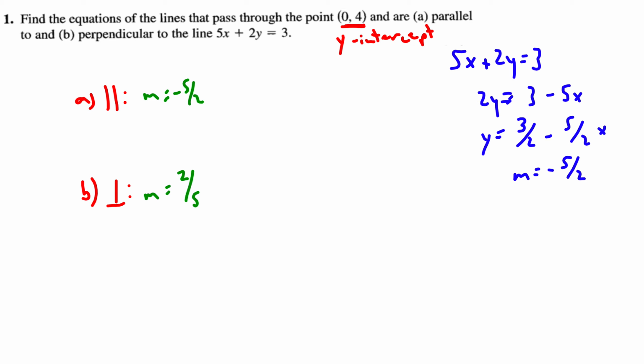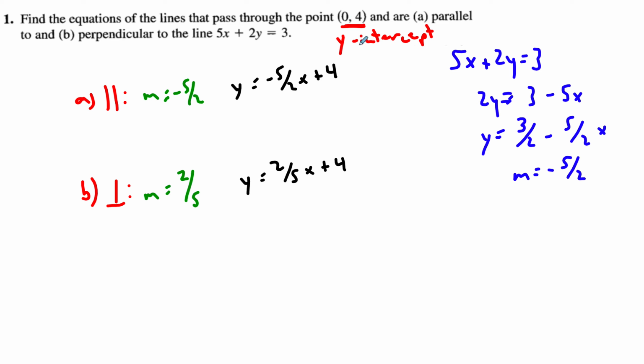There's a couple ways to write the equation of the line, especially because we know the y-intercept. You could write it in slope-intercept form in both cases and be done. Or you could write it in point-slope form.